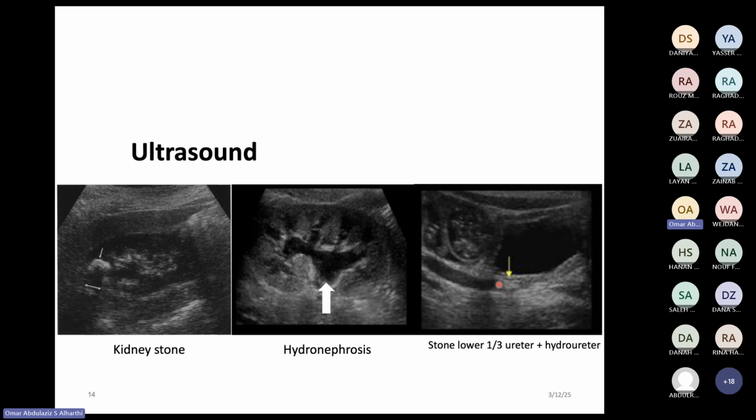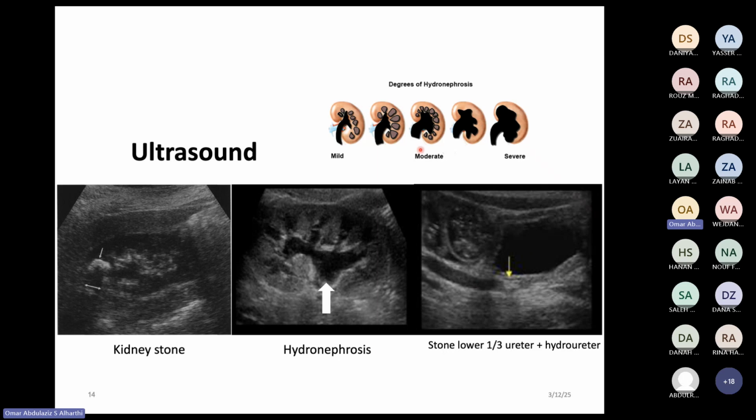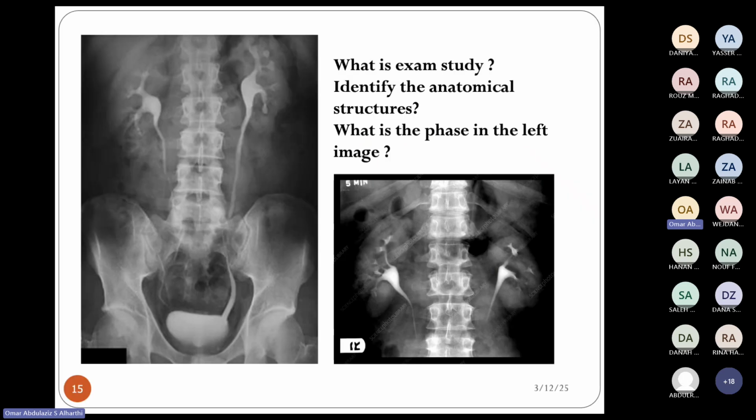The ureter comes here and joins the bladder, and the proximal segment above the stone is dilated because of the obstruction. Okay, and hydronephrosis can be graded into 5 grades. All right, so IVP. This is IVP. It's not done anymore.